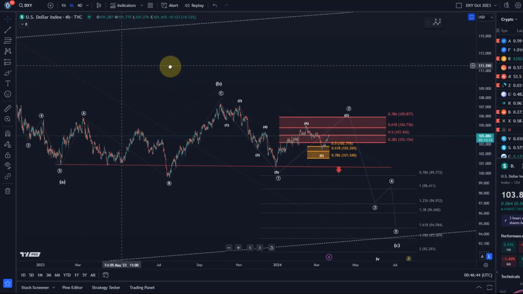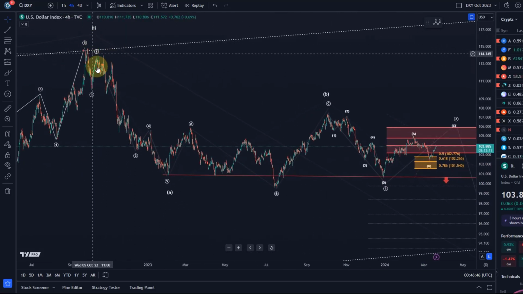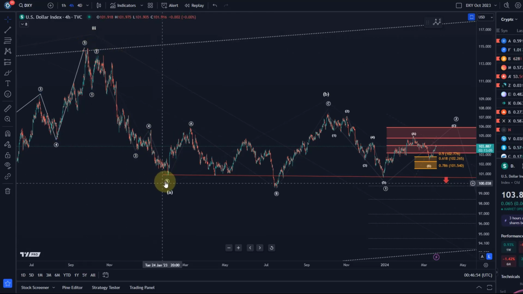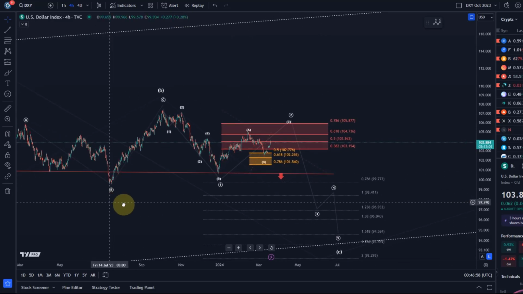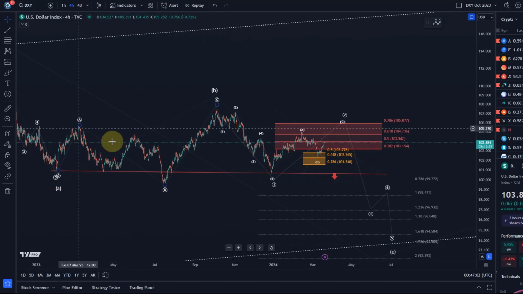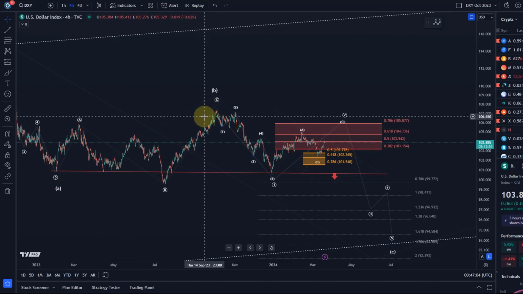Looking at the bigger picture, the idea is still that the DXY is in a downtrend. It completed an A wave to the downside after a 3-wave top in February last year, then completed a B wave correction as a flat structure. I'm labeling it as an expanded flat. And this C wave of the larger B wave basically topped in October last year.